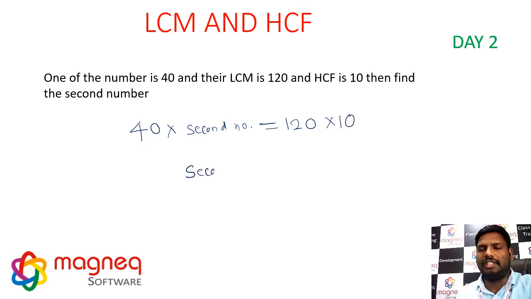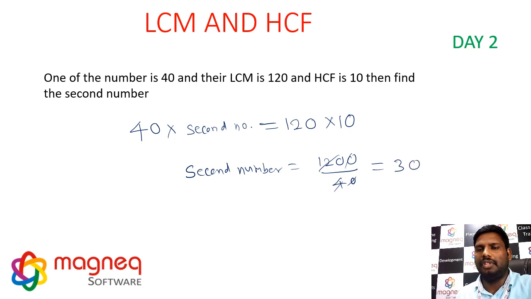So second number equals 1200 by 40. So the 0s cancel, 30. So the second number is 30.